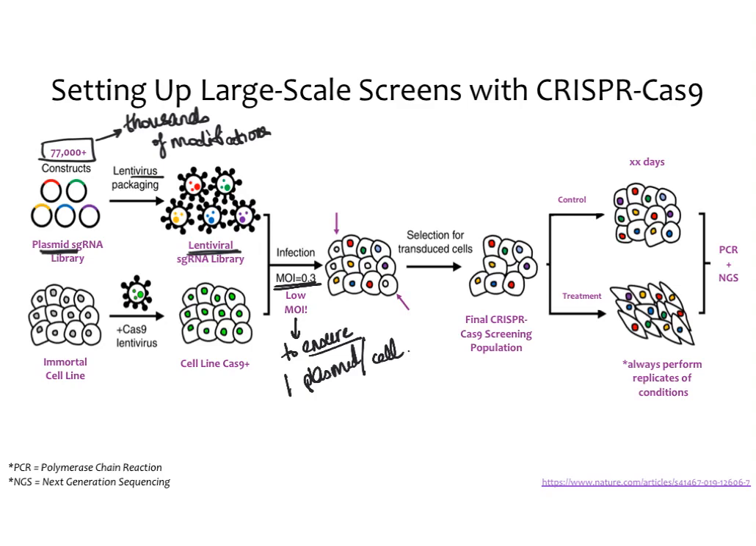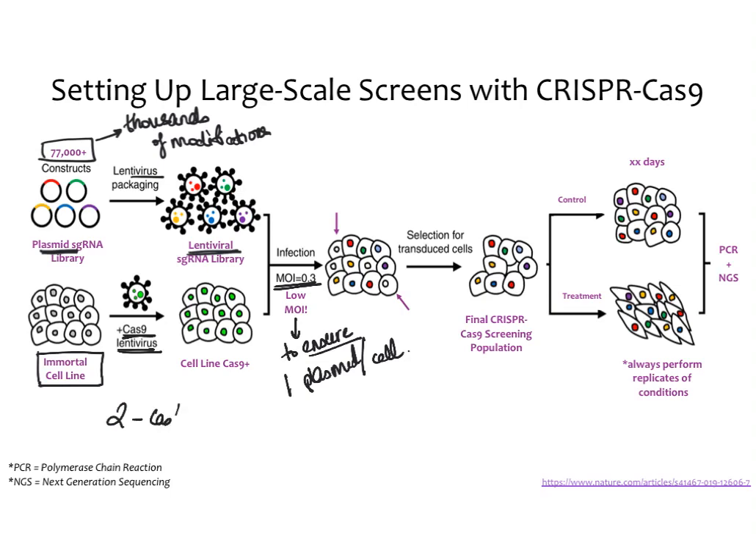The cells, just to go back for a second and talk about the cells, you have to choose a cell line that is ideally immortalized. We'll talk about why this is a little bit later in the presentation, but you really want cells that are easy to infect and easy to work with because this is quite a long process and requires quite a lot of cells.